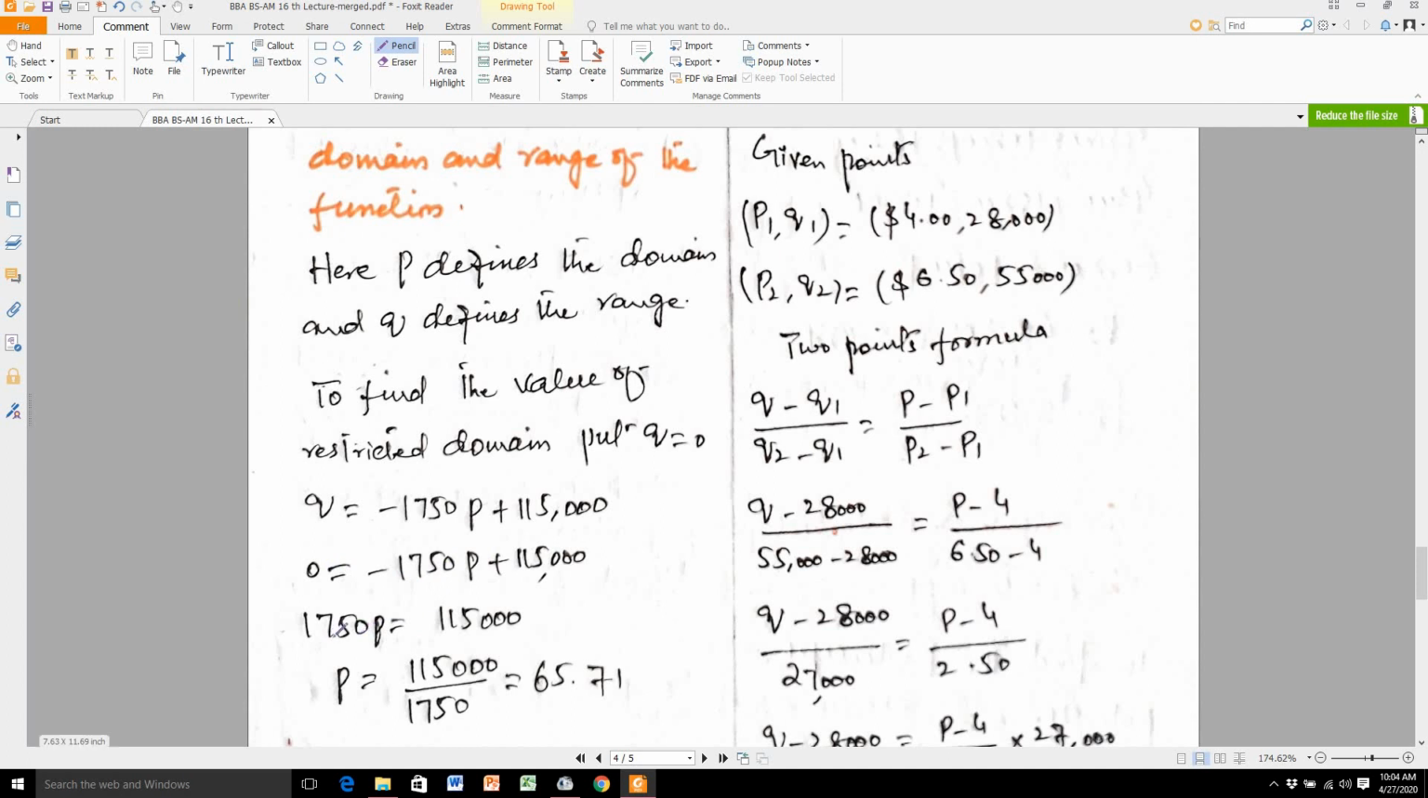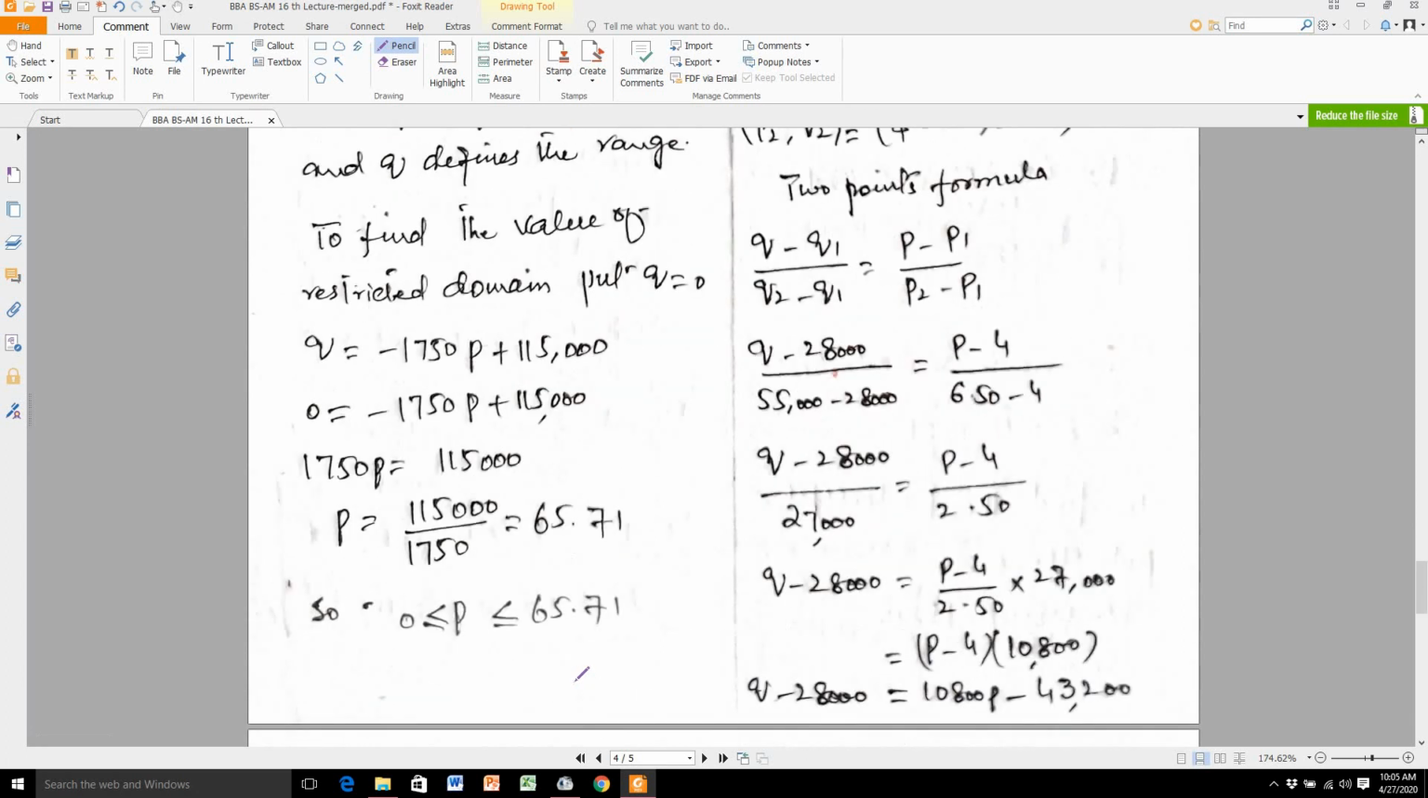It is written as 1750 P is equal to 115,000. So P is equal to 65.71. So the domain of P lies from 0 to 65.71. It is the limit of price. Price remains in this limit, greater than or equal to 0 and less than or equal to 65.71.